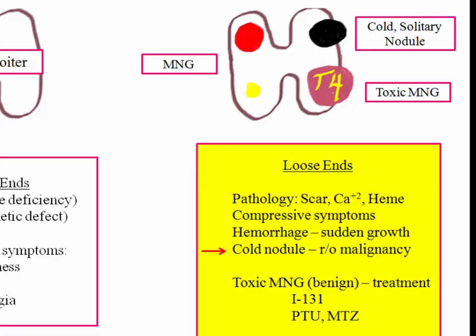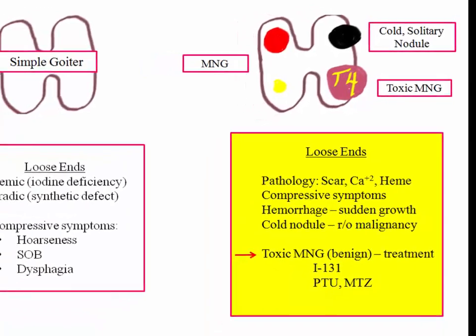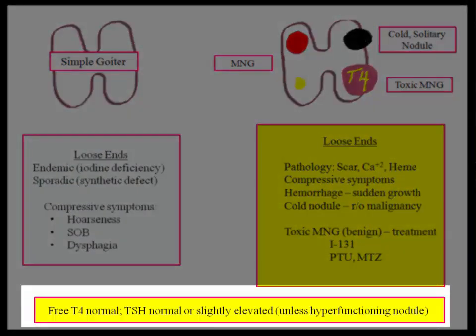The main goal in these patients is to rule out malignancy. Finally, the patient may have a toxic or autonomous nodule. We know these are benign, so we would focus on treatment. I-131 or antithyroid meds would be the mainstay of management. Surgery is not indicated, as a functioning nodule is not cancerous. In all the discussions so far, the free T4 would be normal. The TSH may be normal or slightly elevated, with the exception of a hyperfunctioning nodule.